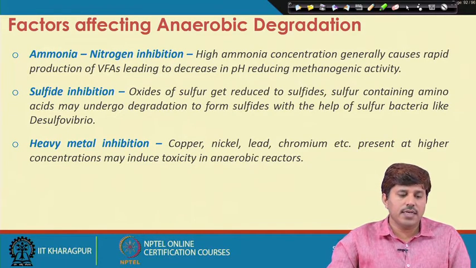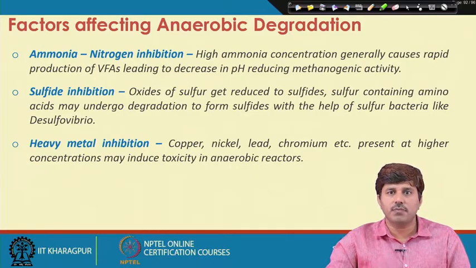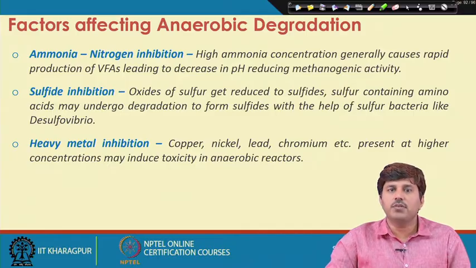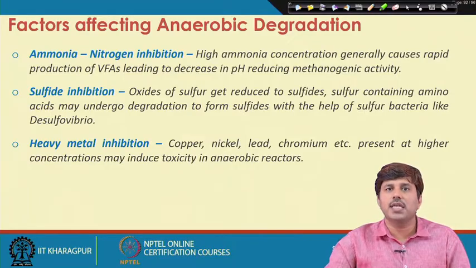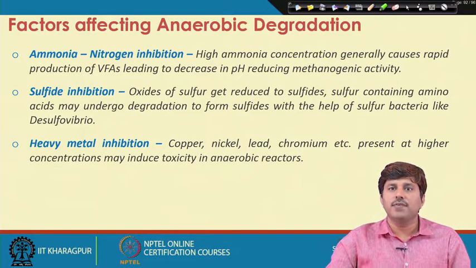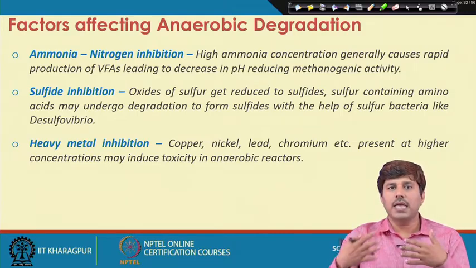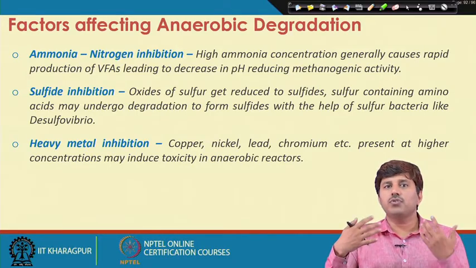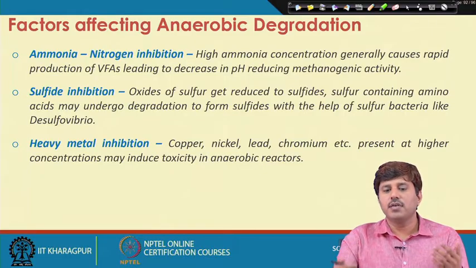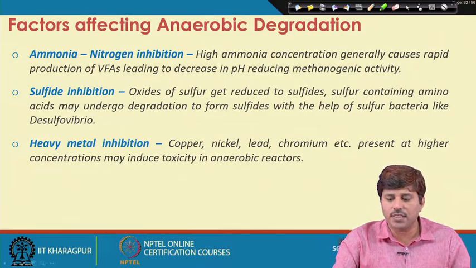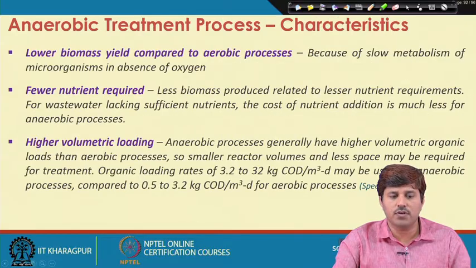So, that again hampers; there is a competition between the sulphate reducing bacteria and methanogens for that purpose, and there is a possibility of heavy metal inhibition. Various heavy metals like copper, nickel, lead, chromium, etc., if they are present in a little higher concentration, may induce toxicity to the anaerobic reactor. So, these are the susceptible points for the anaerobic reactor which affect and control the performance of anaerobic digesters or anaerobic systems.